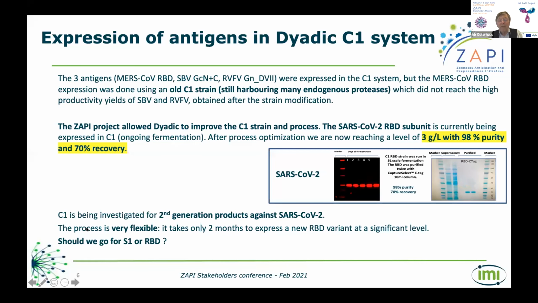Well, the project as such is very flexible. It takes only 2 months to express a new RBD variant at a significant level. This is, of course, at the moment when we are talking about SARS-CoV-2, and all the experience came from MERS initially. But when we look at SARS-CoV-2 and we see the mutations popping up, the UK mutation, the South African one, the South American one, then we realize that it would be very helpful if we would be able to replace the RBD variant very rapidly. And then the question again, should it be the RBD alone, or should it be the S1, or anyway, the spike glycoprotein?